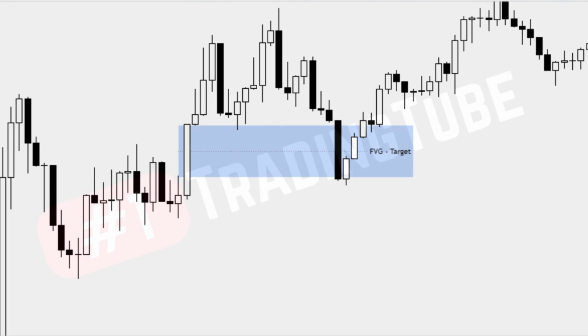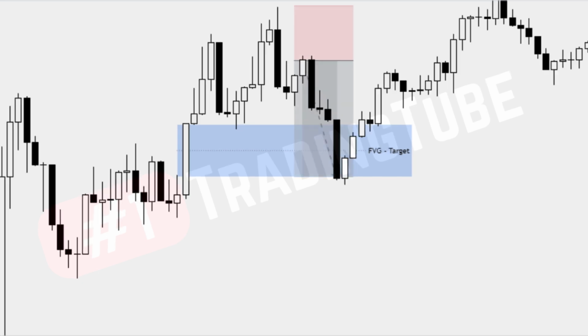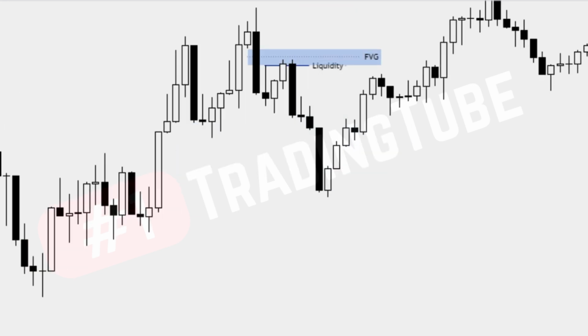Targets. Fair value gaps serve as natural targets for price movement. By identifying fair value gaps, you can set profit targets for your trades, capitalizing on the tendency of price to revisit these levels. Liquidity. Within the realm of fair value gaps, you'll often find pockets of liquidity.